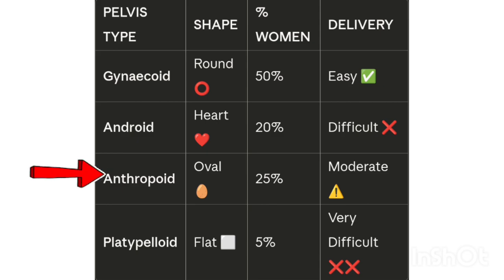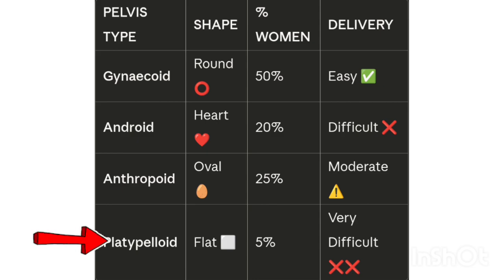So anthropoid, on the other hand, is oval in shape, as I've said before, and it occurs in 25% of females. The ease with which it allows delivery to happen is just moderate. You understand? So then the platypelloid here is flat.